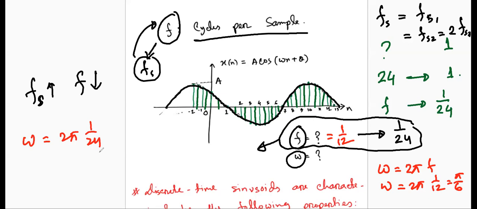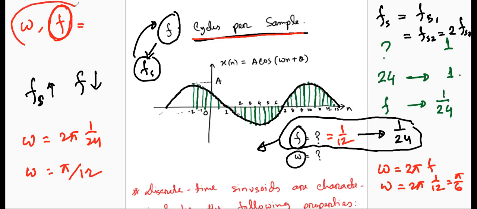After changing the sampling frequency, now omega is equal to pi divided by 12. So this omega and this f, to my understanding, it's very easy to understand the value of f physically. You can count the points, and from there you can find how many samples make a cycle, and from there you can find physically the value of small f, and this small f is nothing but cycles per sample. Both of those are relative frequencies.